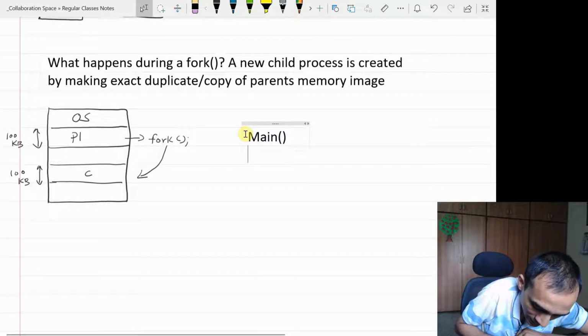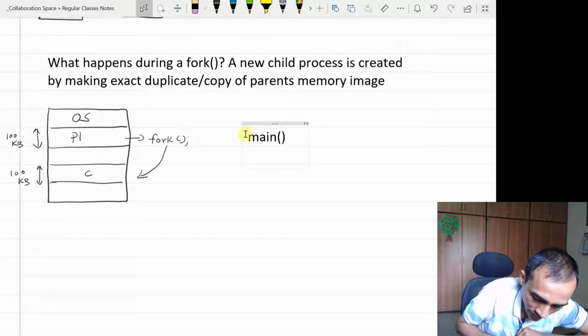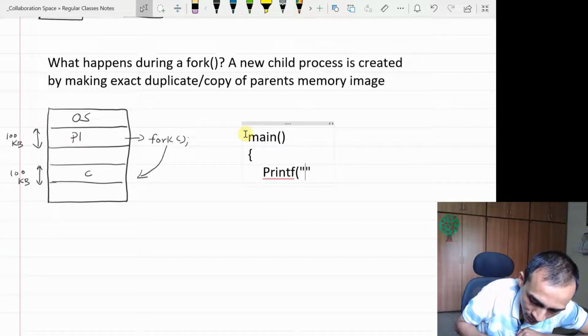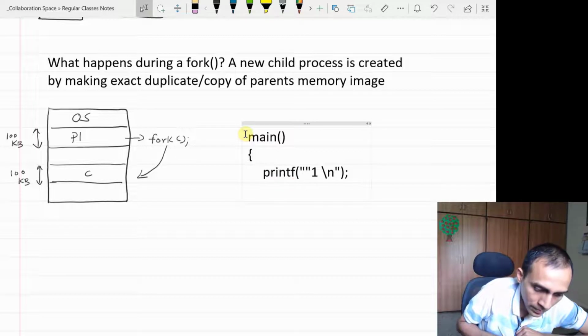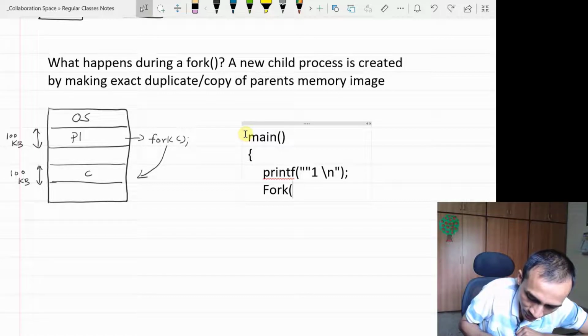Let us take an example. Let us say we write a main program, and let us say I printf some value, some number 1, and then do a fork. And then after the fork, let us say I just do nothing but print another number, let us say 2.